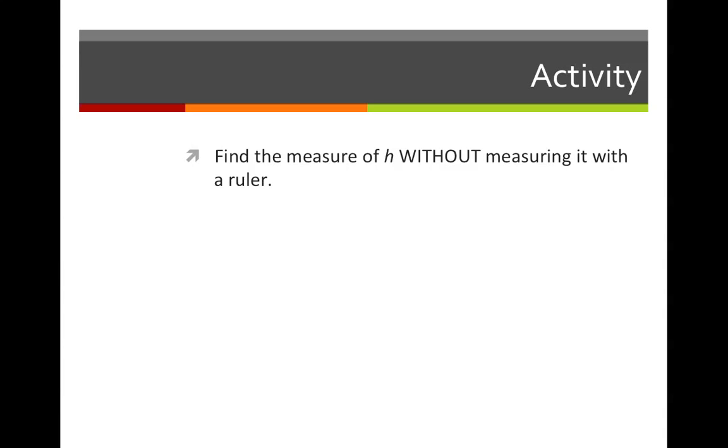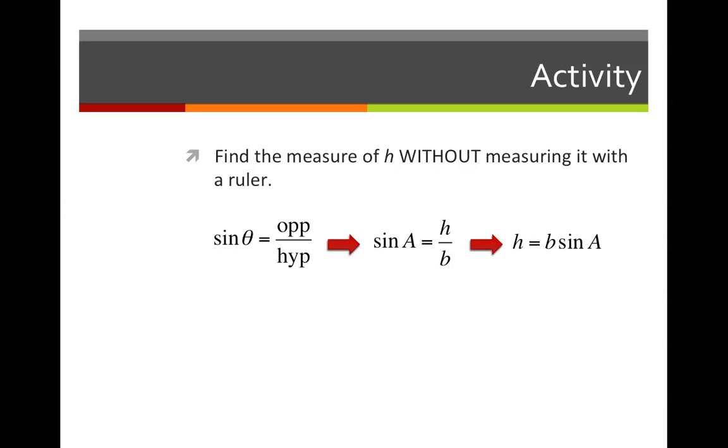Okay, so the key to this is to realize that if I am drawing H perpendicular to the black ray that was on my paper, then that makes my triangle with H as a side a right triangle. So I can use sine of theta as being opposite over hypotenuse because I'm in a right triangle. So that means the sine of A is going to be equal to H over B.